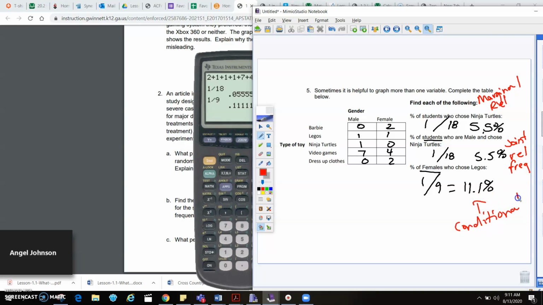Okay? And the way I like to remember this is that for marginal, we're looking at just the margin over here. Margin meaning like the side of it. For joint relative frequency, that means that there are 2 conditions of that margin. So they've got to be male, and they also have to choose Ninja Turtles. So it has to be this number right here. Okay? And then conditional means that they have to have some type of requirement. So you have to be female and choose Legos. Okay?